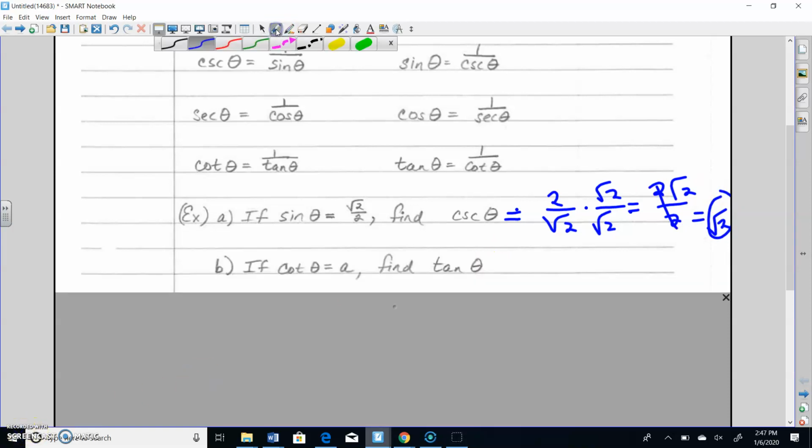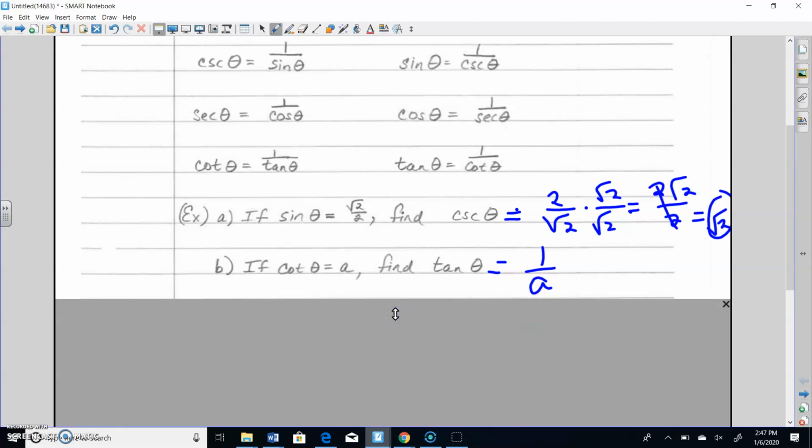Okay, so in this case, we've got a variable that represents the value of the cotangent of theta, and we want to know the tangent of theta in relation to that. So tangent of theta is 1 over the cotangent of theta. So we would just rewrite this as 1 over a, because the cotangent of theta is a, and that's it. We're done. That's the value of the tangent of theta.